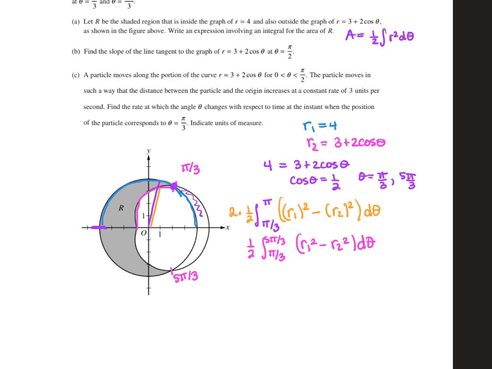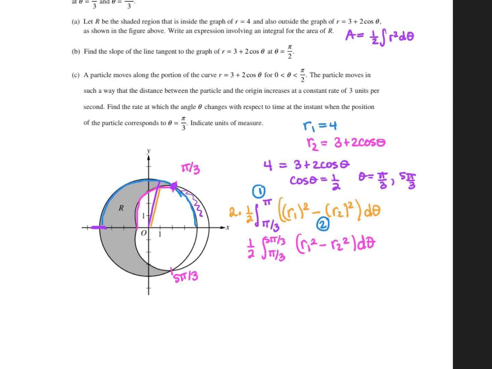So this first part was worth 3 points. You got 1 point for your constant out in front and your limits of integration, and then you get 2 points for getting both of those right. So you'll get 1 point for the subtraction and 1 point for remembering to square them.